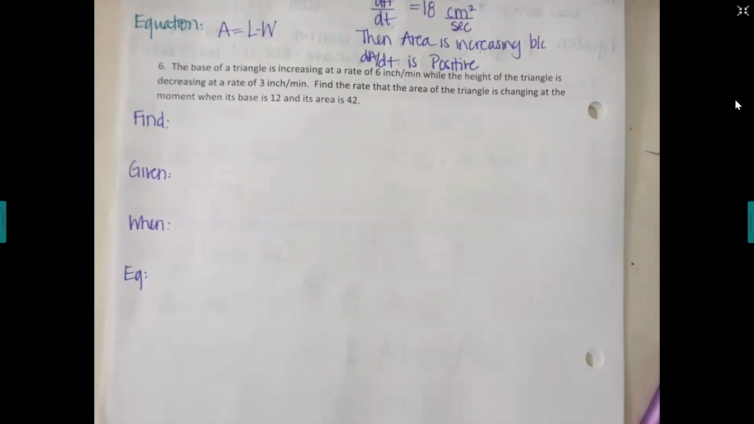So we just find that area. Hold on, so 42 is the area, not how fast it's changing. So make this go back to the 18.